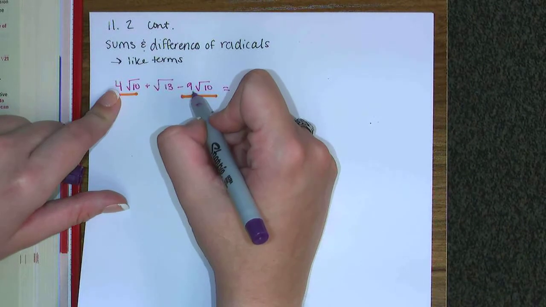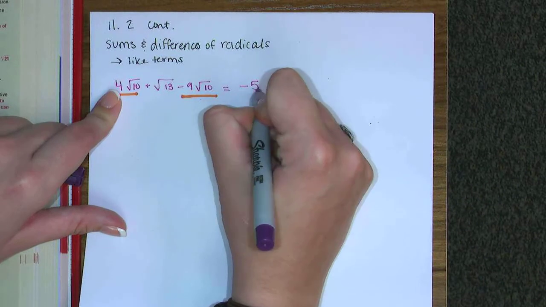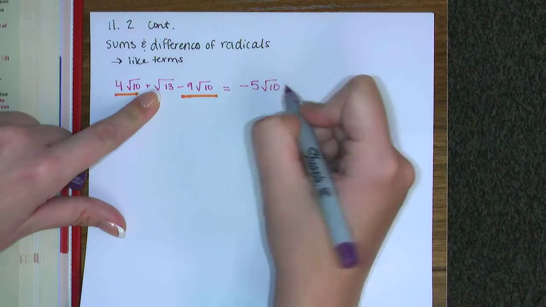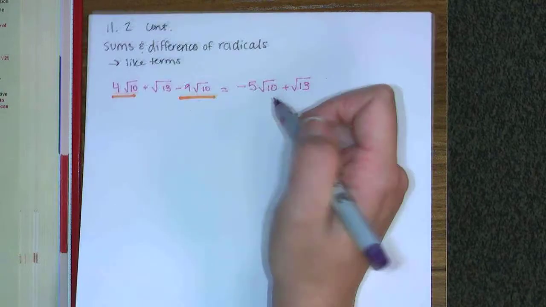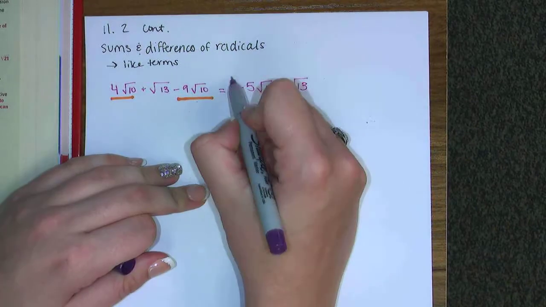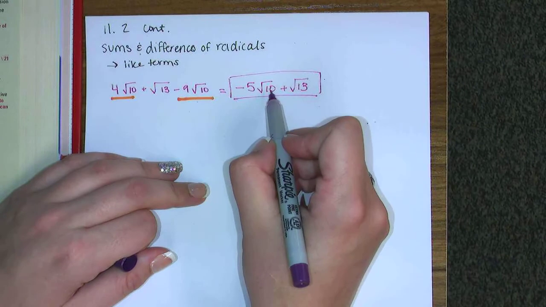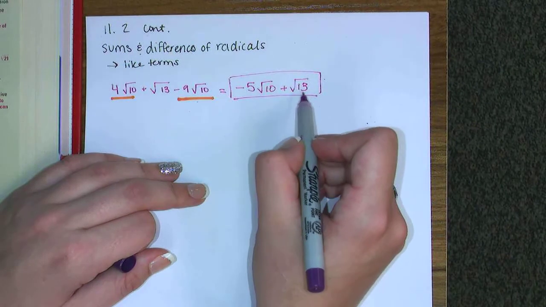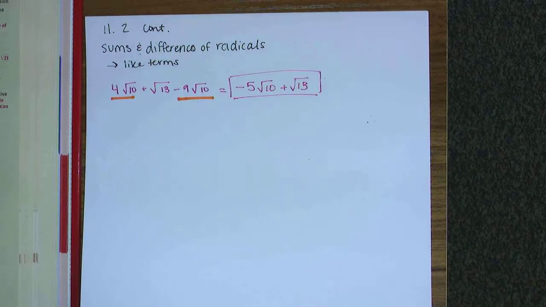So 4 minus 9 is negative 5, so it's going to be negative 5 root 10 plus the square root of 13. And like I said, I can't add the stuff inside there. I can't combine these, because those would not be like terms. So this would be the answer to that. And always make sure we can't pull anything out of these radicals. These are simplified down as far as possible, so in this case we're good. But make sure you do pay attention to that.